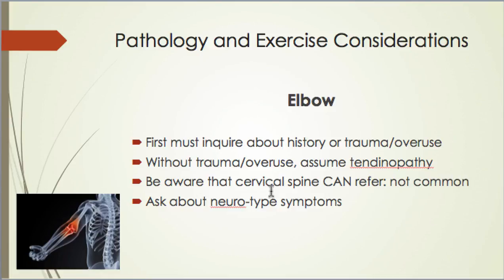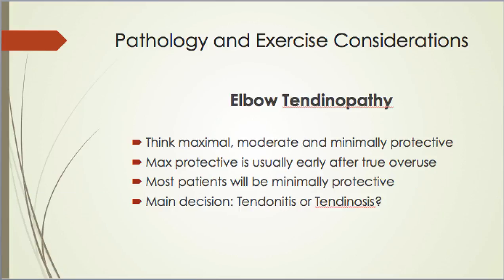And of course, we should ask about neurotype symptoms, such as feelings of hot or cold, tingling. Any bizarre symptoms like that could lead us to think about the nervous system being involved. Okay, so let's start with tendinopathy. When we have a tendinopathy problem, particularly if it's a true tendinitis, we think about the maximal, moderate, and minimal protective phases and the associated exercises with them. Very straightforward, gets better quickly.